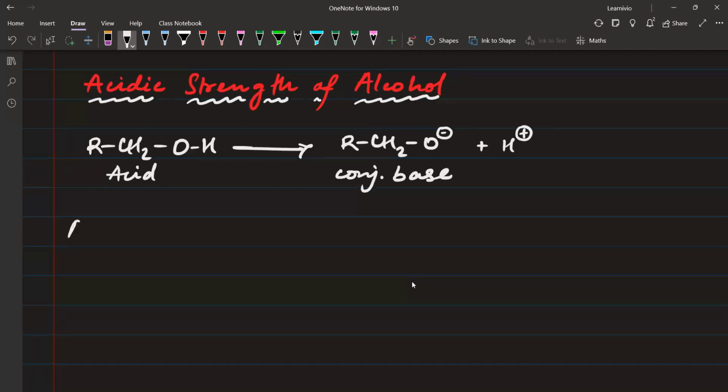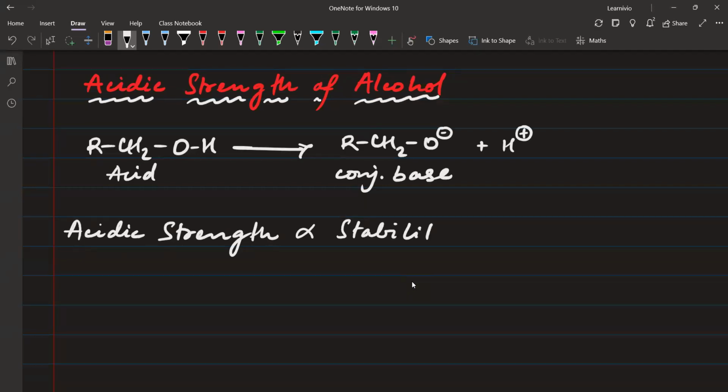The acidic strength will be directly proportional to the stability of the conjugate base. So if the conjugate base is stable, the stability of H plus is not going to matter. Why? Because all the acids are going to give you H plus. What is going to be different in the different acids? The conjugate base is going to be different.